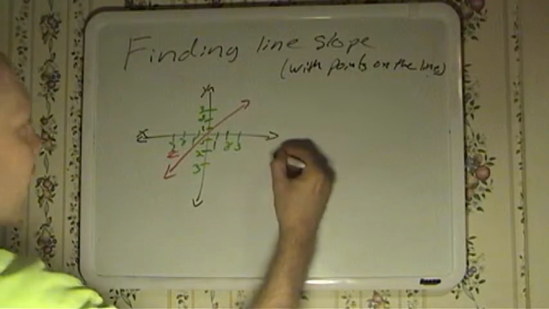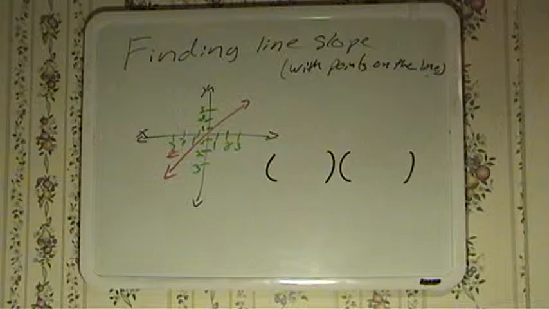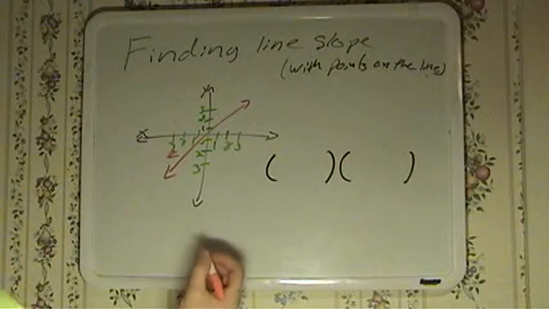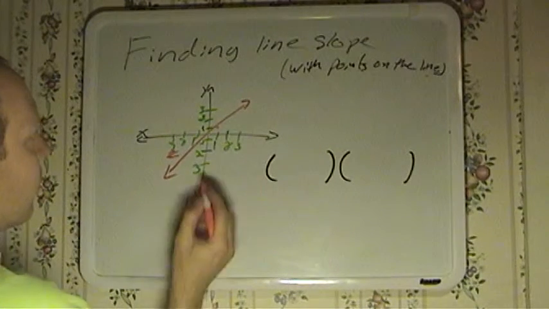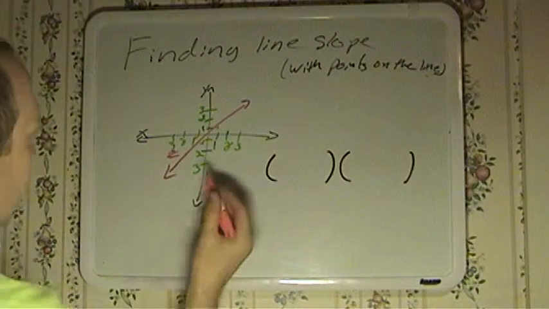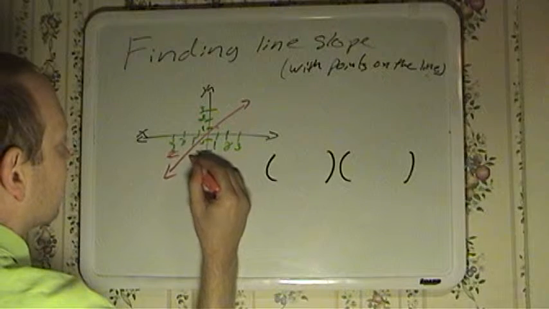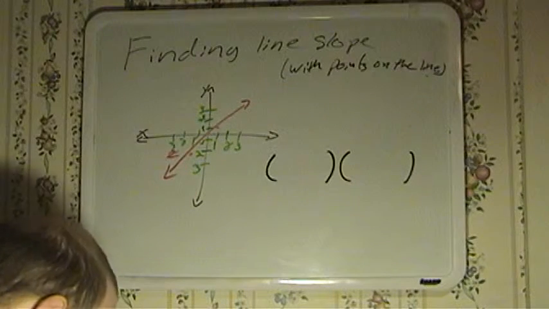So we'll come over here and set up a couple of coordinates, because you have to have at least 2 points on a line to calculate the slope from points on the line. So we're just going to pick a couple of random points. Let's say we'll just take this one right here, which is (1, 1). And this one right here, which is (-1, -2). The x is always written first.